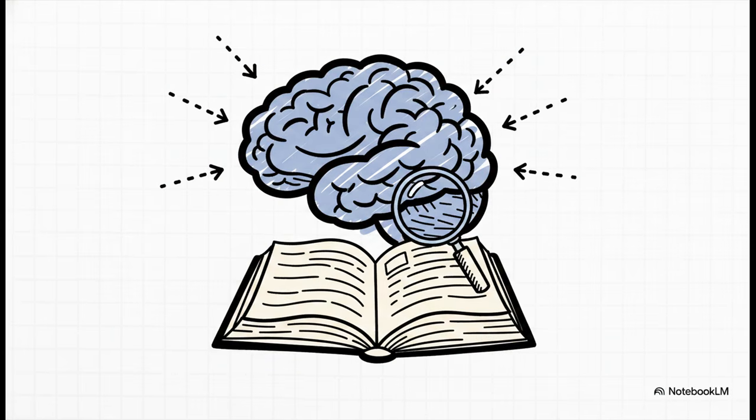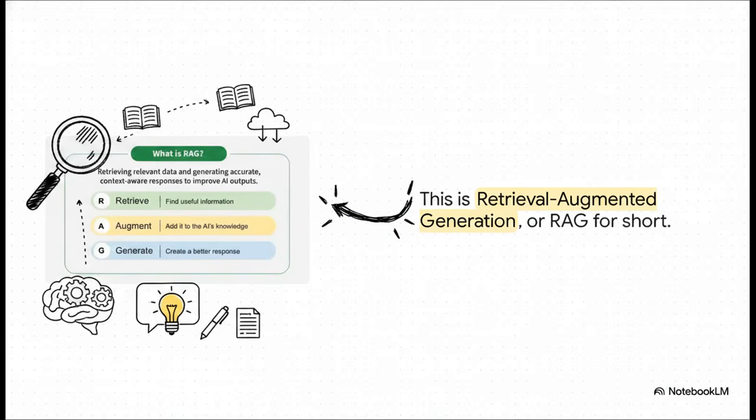So what's the fix? I mean, what if we could change the rules of the test? Instead of forcing it to rely only on its memory, what if we could give the AI an open book? And boom, that is exactly what RAG does. The name, Retrieval-Augmented Generation, it literally tells you the whole story. First, it retrieves relevant info from an outside source. Then it augments its own knowledge with these fresh facts. And finally, it generates an answer using all of that combined, way more accurate information.